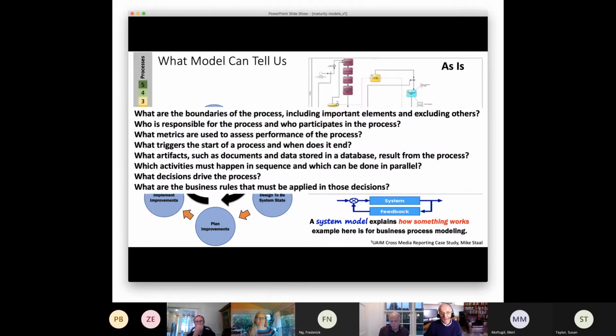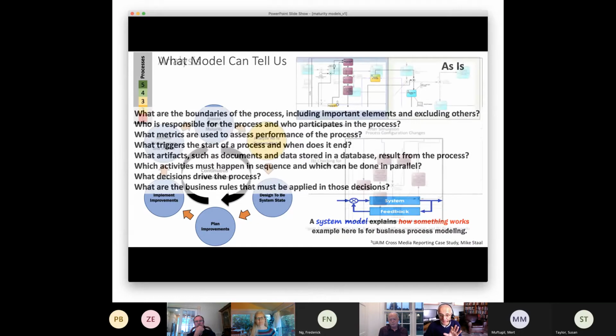This kind of model actually tells us a lot about what's going on. What are the boundaries? Who's responsible? Do we have these swim lanes? What metrics are used? What triggers it? What artifacts are used? And so forth. What decisions are made? So it tells us a lot about how we do things.